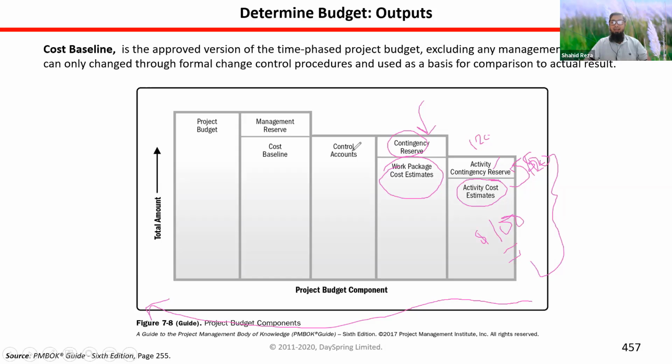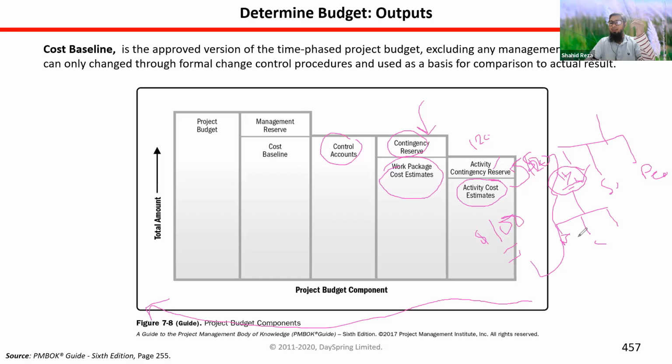Okay. Then control account. Can you remember, control account is actually a WBS component at a higher level, not the work package level. We set control accounts at the higher level. For example, if a project has a hardware part, software part, and people, we will need some people also. So for hardware, hardware is say network components, computers, laptops. So we put the control account at this level.